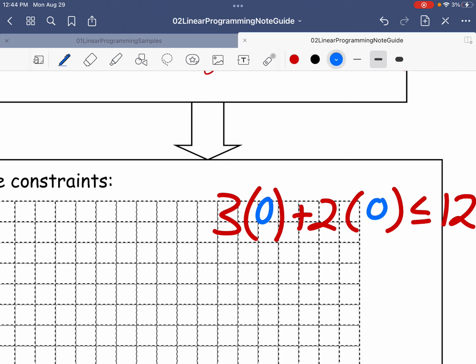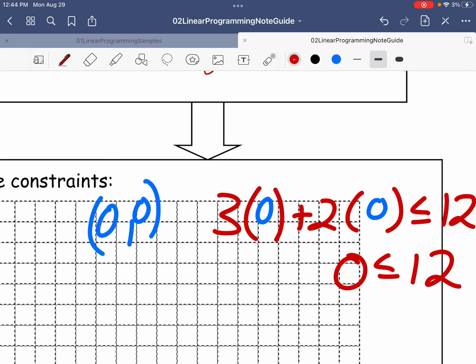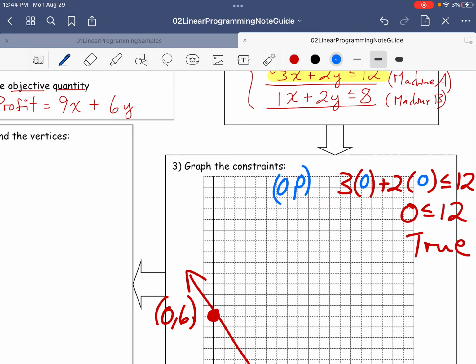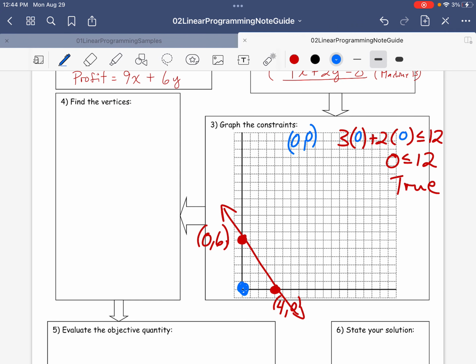Notice that I plugged in 0 and 0 as my test point. That way I know for sure if it comes out true or false. And so when I plug in 0, I get the statement 0 is less than or equal to 12. That is definitely true, and that means that the test point of 0, 0 is part of my shaded region. So I'm going to shade this in. Let me shade it in with something that looks a little bit better. We'll shade it in like this.